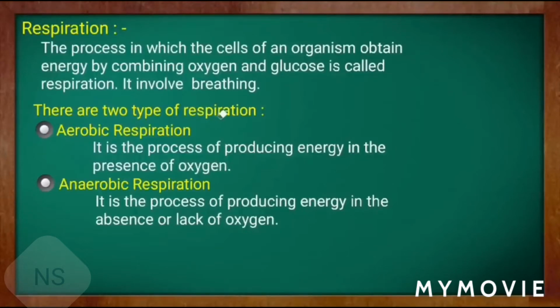In respiration, there are two types: one is aerobic respiration, another is anaerobic respiration. Students, what are the two types of respiration? Aerobic respiration and anaerobic respiration. Aerobic respiration is a kind of respiration that takes place only in the presence of oxygen. Here, the glucose gets broken down into carbon dioxide, water, and energy only in the presence of oxygen.